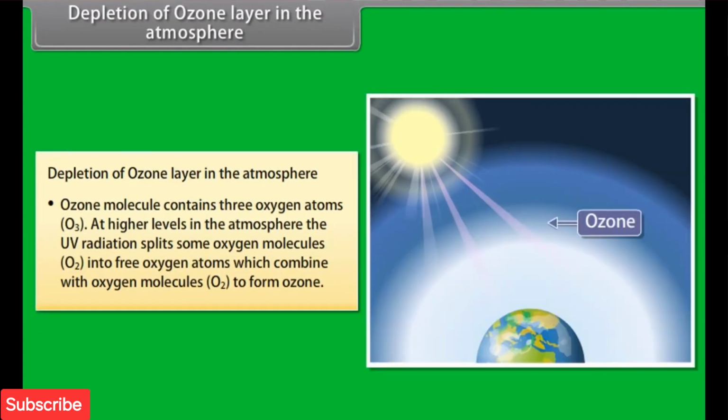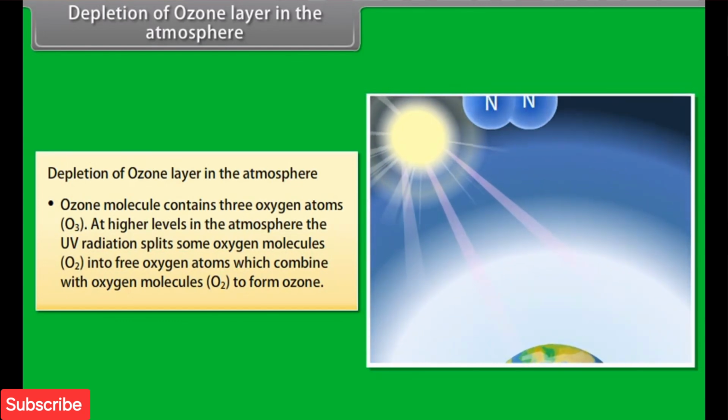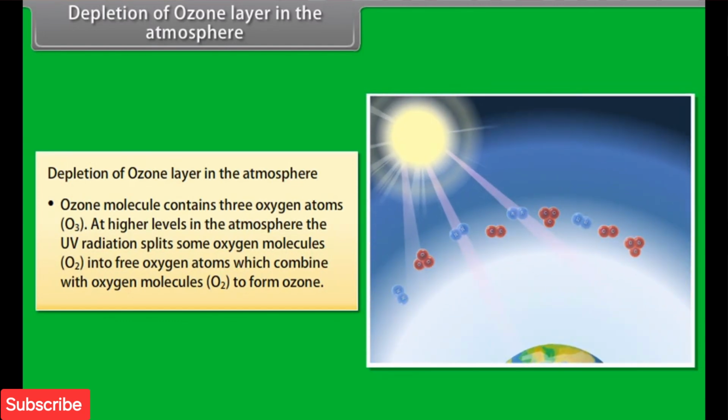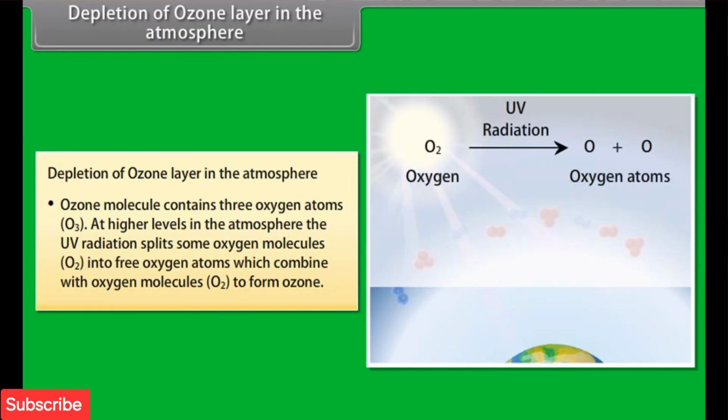Depletion of ozone layer in the atmosphere. Ozone molecule contains 3 oxygen atoms, O3. At higher levels in the atmosphere, the UV radiation splits some oxygen molecules O2 into free oxygen atoms, which combine with oxygen molecules O2 to form ozone.